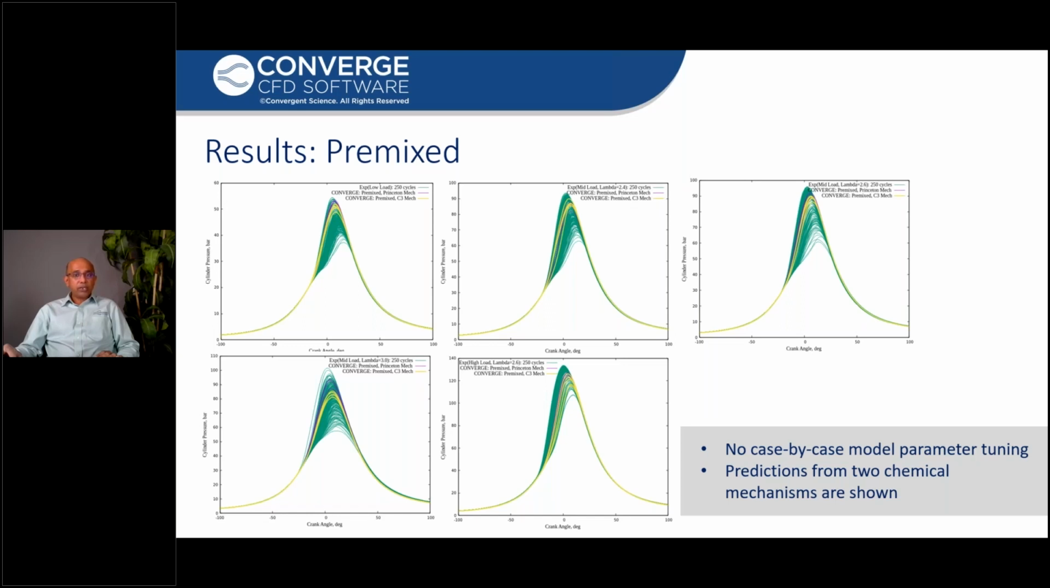There are 250 consecutive experimental cylinder pressure cycles that you see in gray, and converged simulations are in green and blue. The different colors correspond to different chemical mechanisms used, and there are 5 consecutive engine cycles run for each of those mechanisms. No model parameters are tuned from case to case. The simulation results lie within experimental data ranges, which makes them valid and accurate realizations.